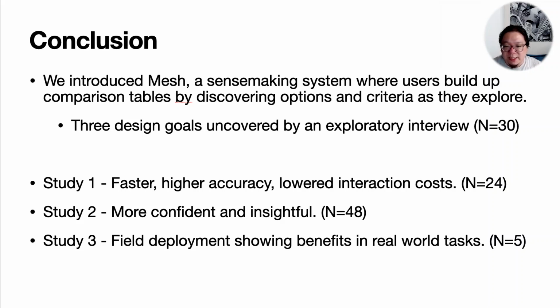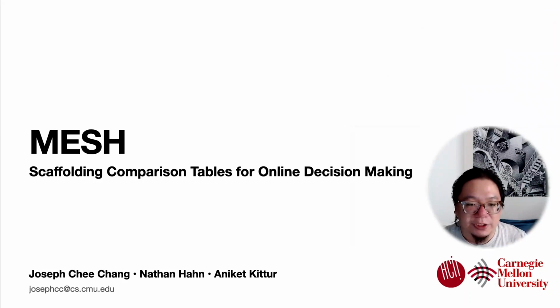We conducted 3 studies showing that MASH can allow users to work faster, more accurately, and with a lower perceived interaction cost when figuring out objective criteria. We also showed that when they were working with subjective criteria, they were more insightful and more confident during a 20-minute study. And finally, we conducted a field deployment study showing that people can use MASH to conduct real-world tasks, and they also benefited from building up these comparison tables and making that final purchase decision.